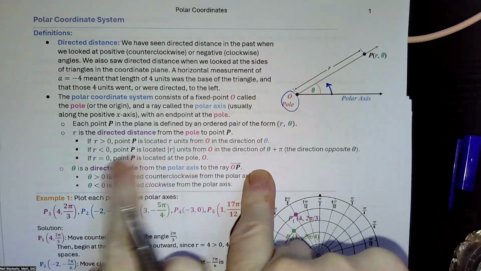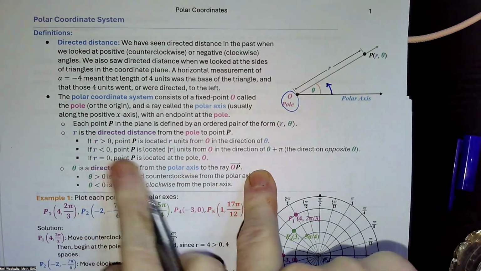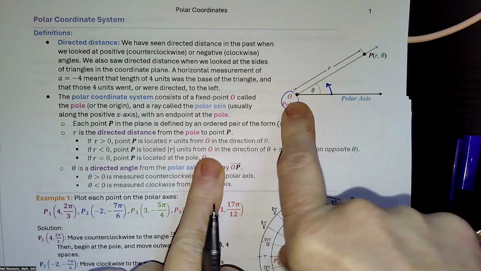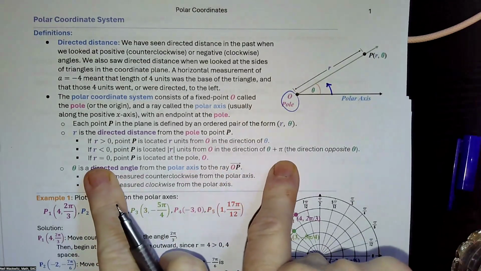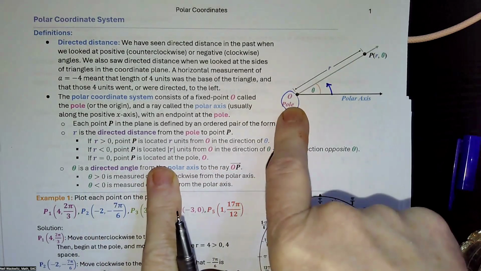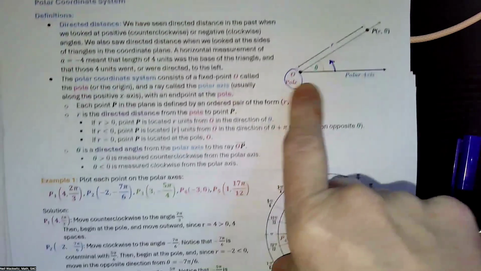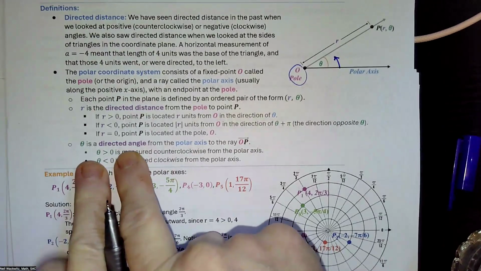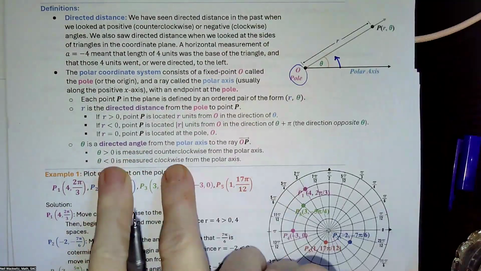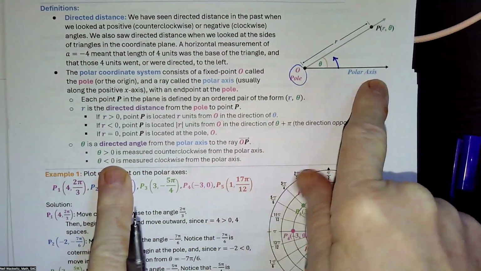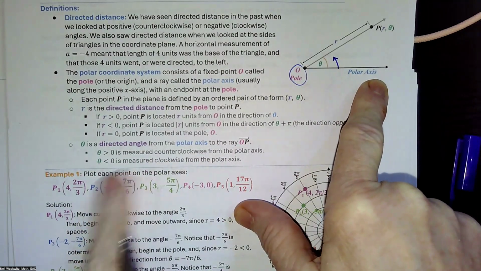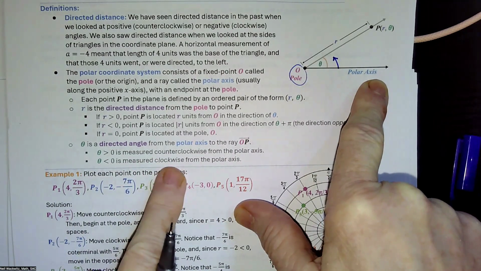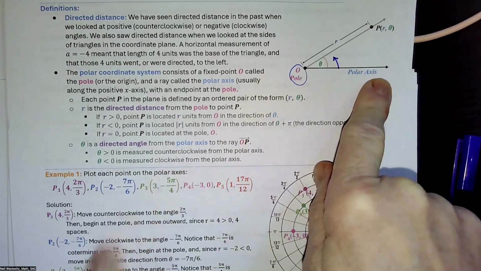If r is positive, then we're going to start at the pole and go in the direction of theta. If r is negative, we'll start at the pole and go in the direction opposite to theta. And if r is 0, we're going to be on the pole. Theta is a directed angle, just like we said. It starts at the polar axis. If it's positive, it's counterclockwise. If it's negative, it's clockwise, and always it starts at the polar axis.